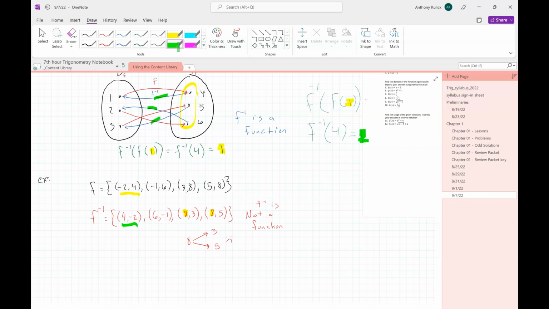And the last thing that we noticed was that in my first example, my inverse is a function, right? All of its domain elements got used, and each of those went exactly one place. But in my second example, the inverse wasn't a function because I have one domain element that goes to 2 different ranges. 8 goes to 3 and 8 goes to 5. That's bad news for us. And we're left then with this question.